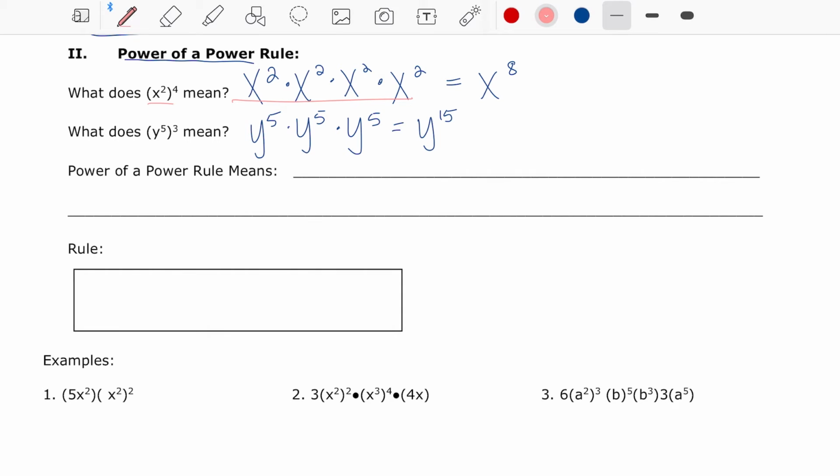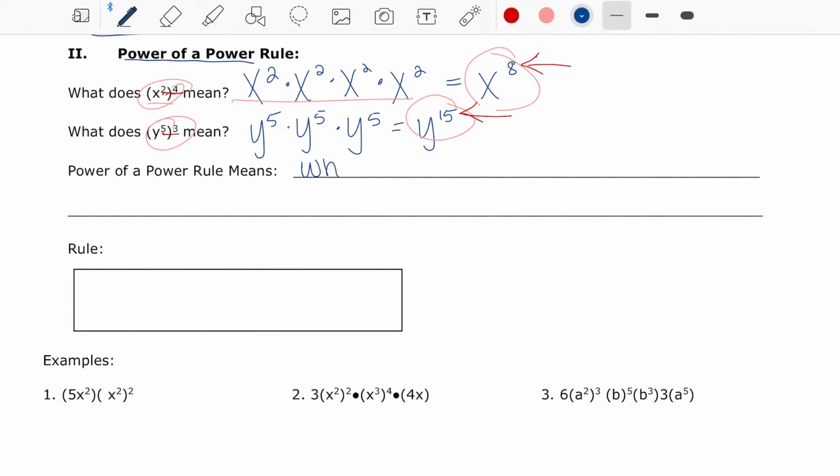I want you to take a moment and look at the solution, the simplified version, as well as the original problem. What do you notice, or what relationship do you see? I really hope you saw it, but if you didn't, notice that the two exponents were multiplied together to get the simplified one. And that's where we get our power of a power rule.